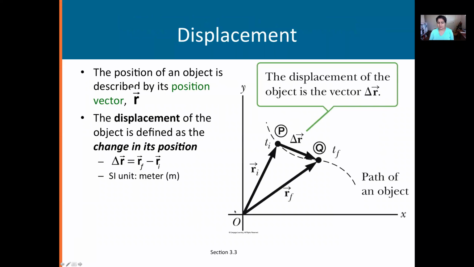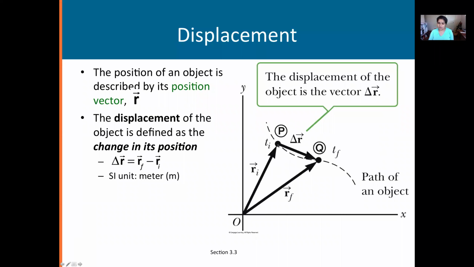Displacement first. This is my space in which the motion is happening. So here is the origin, here's my coordinate system, x-axis and y-axis. And the object moves along this dashed line. So it's a curve that the actual path of the object takes. We're going to consider two positions, a starting position, which is an initial position, and a final position. So on this curve, let this be my initial position at some initial time ti, and this is position p, and a final position at time tf, marked as q.